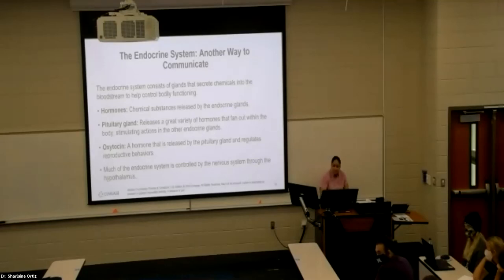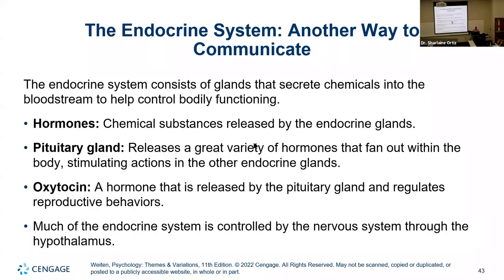Good deal. Now, we have talked an awful lot about neurotransmitters. We talked about serotonin, GABA, things like that. But those are not the only chemicals that our body utilizes to communicate. And how do we know? Well, it's because we have the endocrine system.